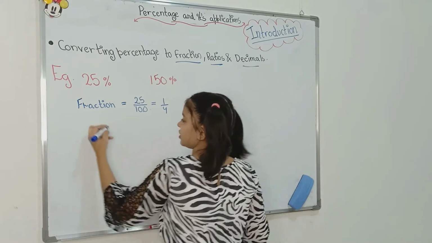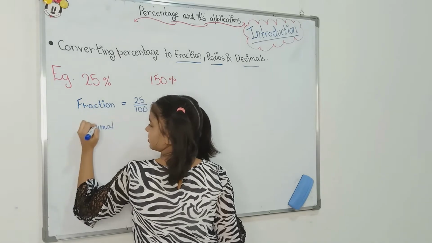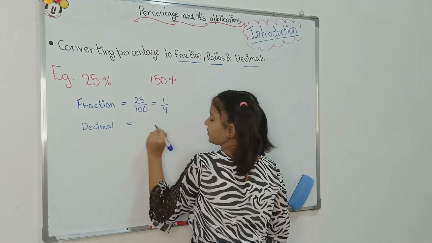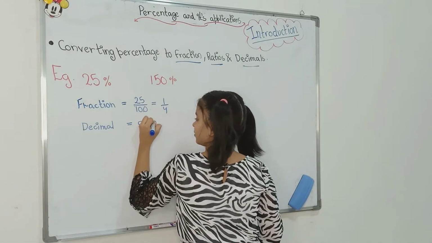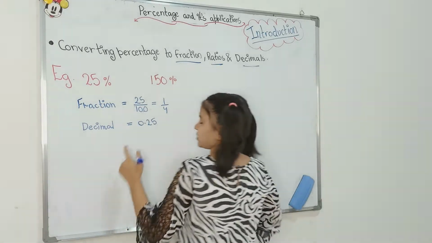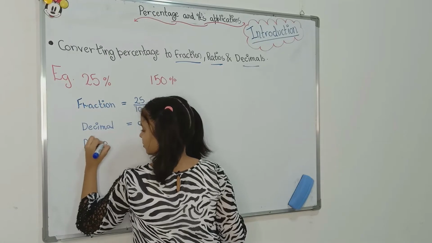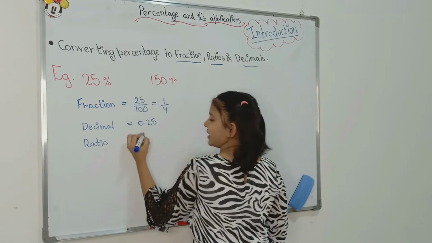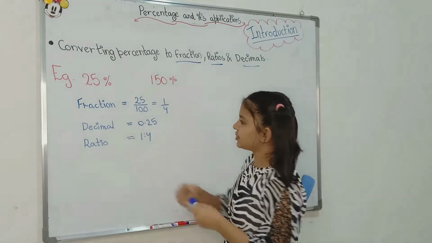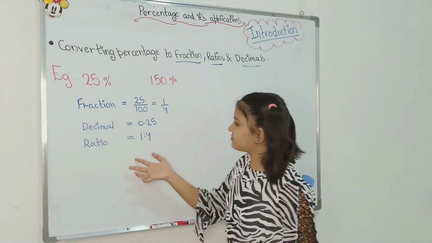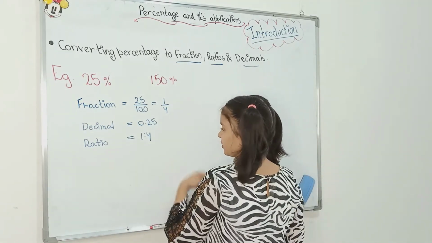Next is decimal. In decimal, when we divide 1 by 4 we will get our answer as 0.25. So 0.25 is the decimal. And then ratio. Ratio is very simple. We just write 1:4. So for 25 percentage, in fraction we got 1 by 4, in decimal we got 0.25, and in ratio we got 1:4.